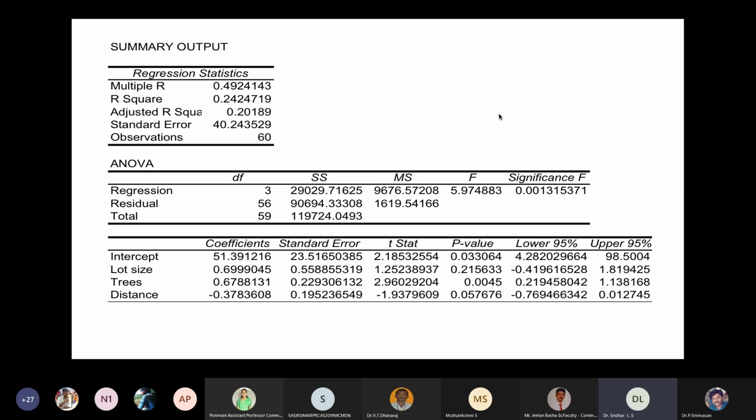The variables we considered to give the relationship are lot size, trees, and distance. These three variables are explained. My proposed y, with three explanatory variables, will give an R square value of 24%. It is very, very minimal. Why? Because the remaining 76% is something else, and we are not able to find out which are the prominent, highest, or major factors. We are not able to identify them.